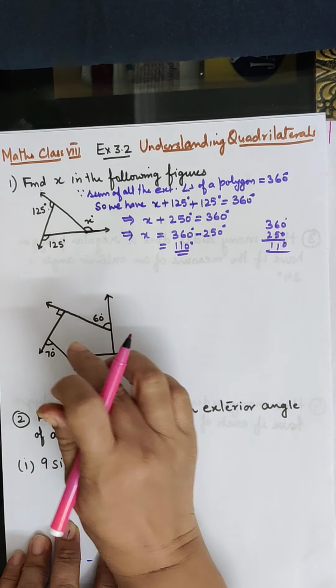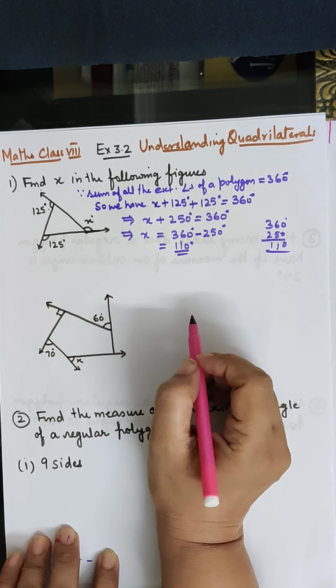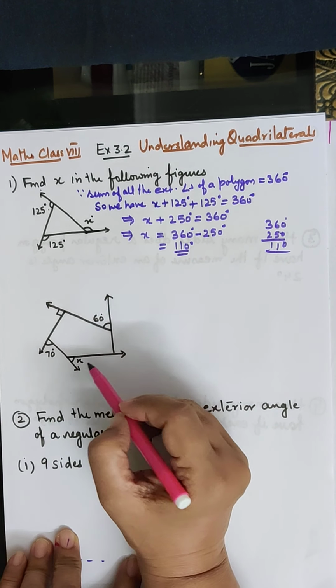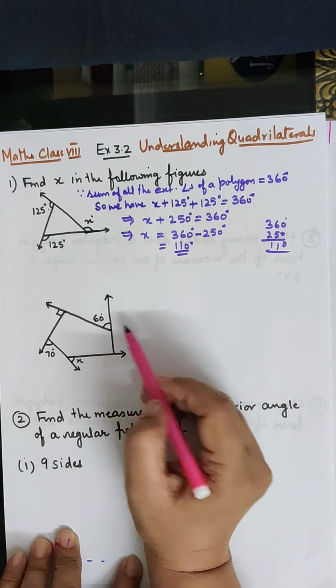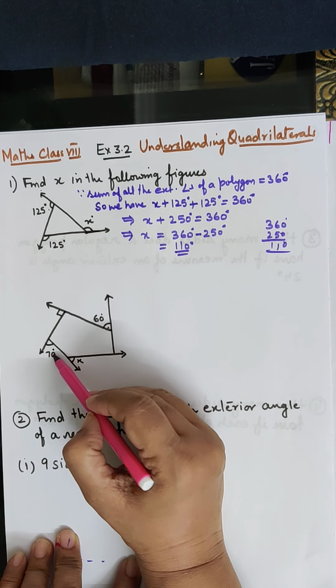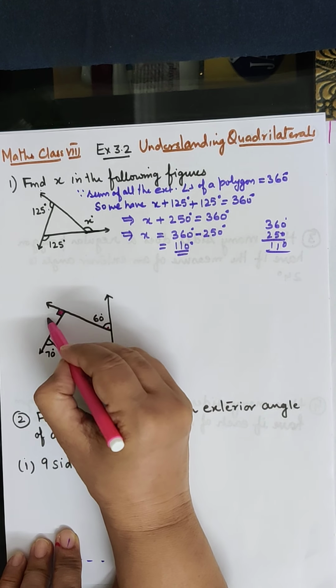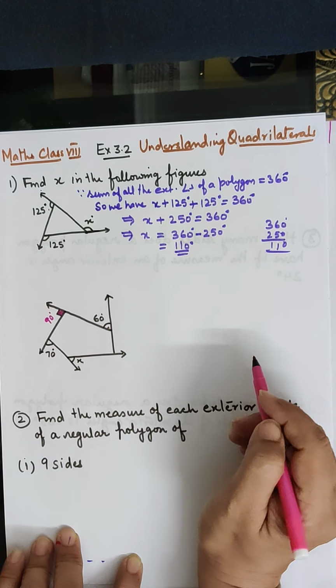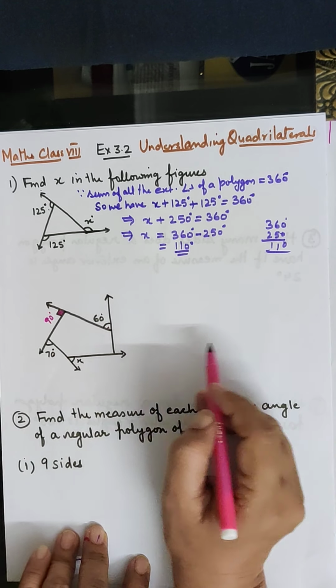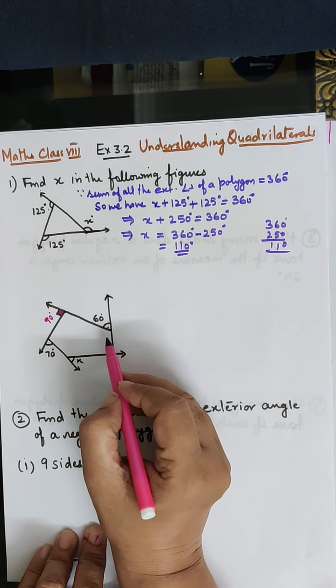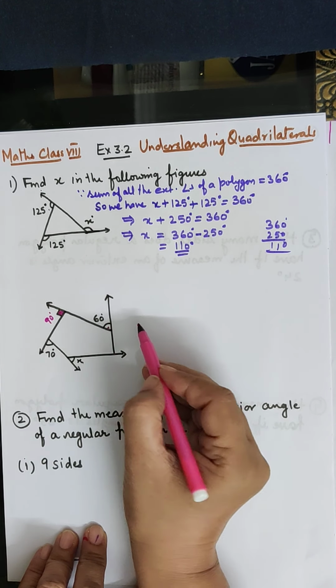Now we come to the second part of the question. In this question, we have to find the measure of angle x. This is given 60 degree, this is given 60 degree. And this symbol, this represents that this angle is 90 degree, right? Again, we will use the same property. Sum of the exterior angles of the polygon is 360 degree.